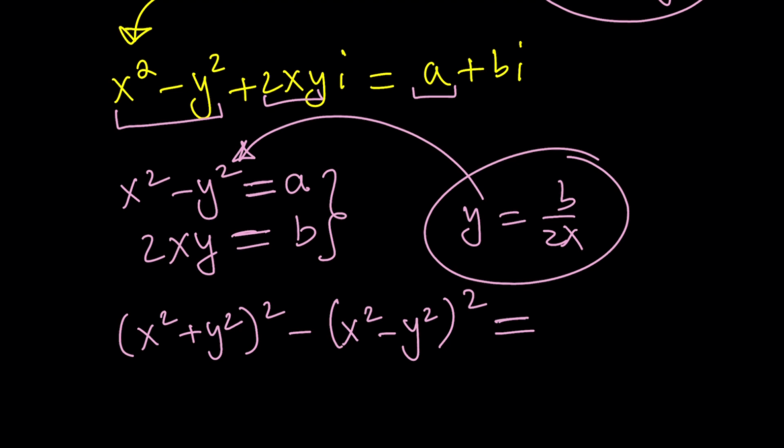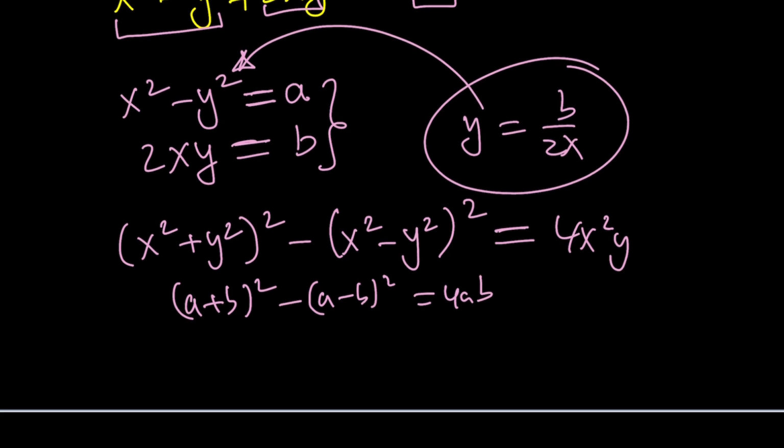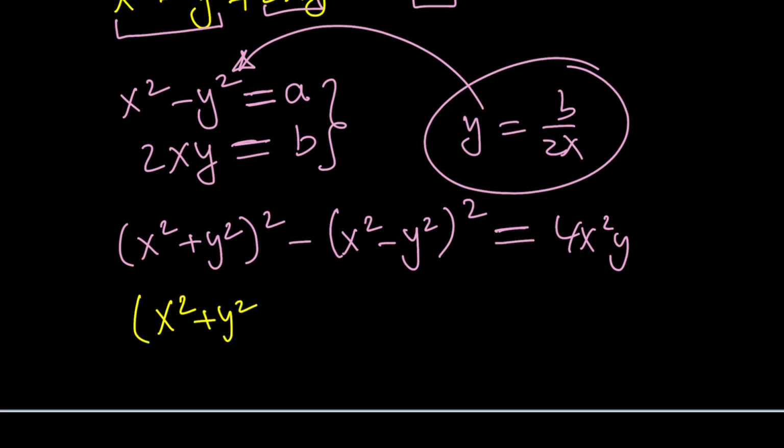So if you take a plus b squared and a minus b squared and subtract them, you always get 4ab. So this should give you 4x squared y squared, which is nice because we know xy, we know x squared minus y squared. So we can go ahead and substitute here. Let's go ahead and leave this as is, and then replace this with a, and this is a square too.